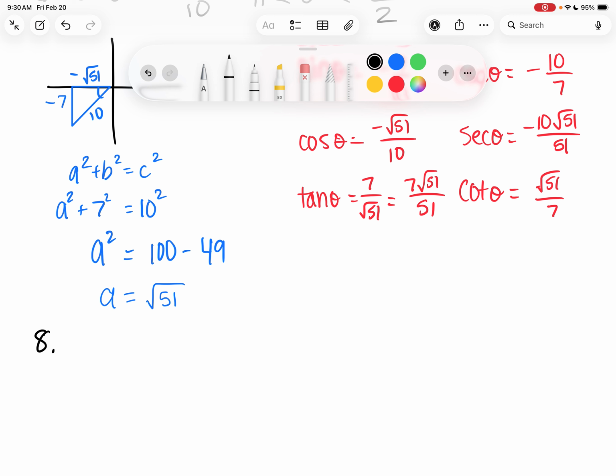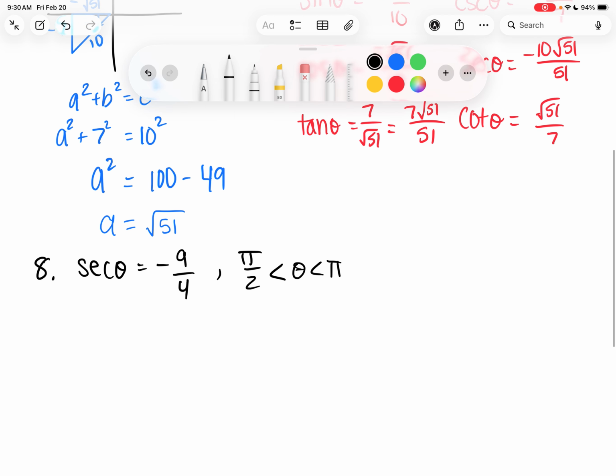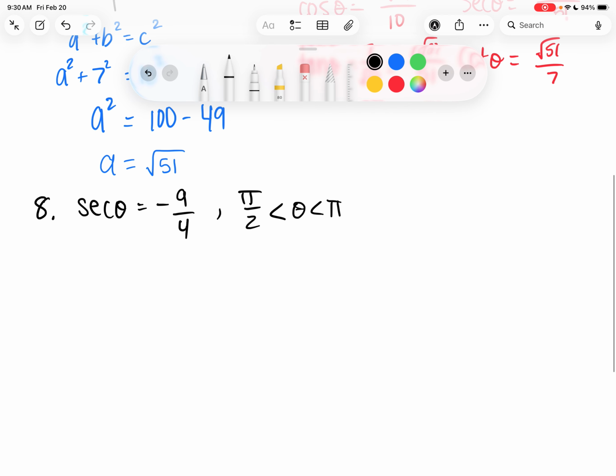8. Secant of theta is equal to negative 9 over 4. And then we have that it's from pi over 2 less than theta less than pi. So where does that tell me that this is going to fall? Quadrant 2. Yep, quadrant 2. So it's going to be up here.